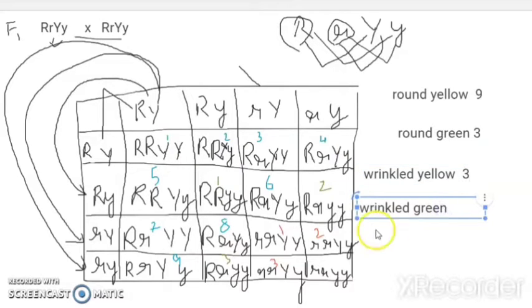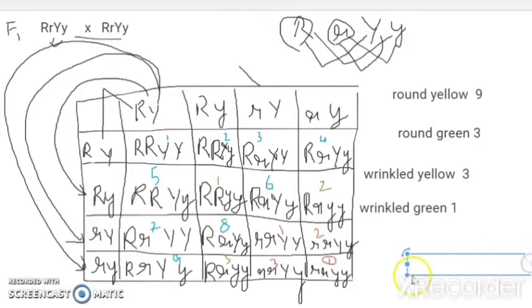Now let us see the wrinkled green. So wrinkled green is just 1 in number. We are able to find only 1 wrinkled green here. So how many wrinkled green is there? It is just 1. Let me write 1 here. So what is the ratio now, children? So the ratio of the phenotype of the dihybrid cross will be 9:3:1. Okay. So what is the phenotypic ratio, children?